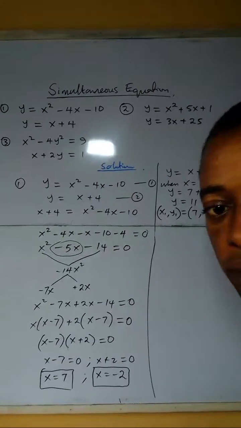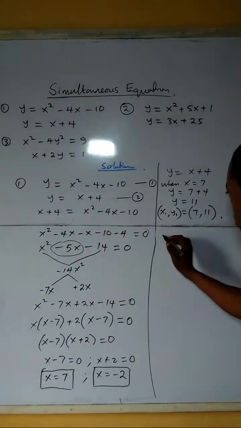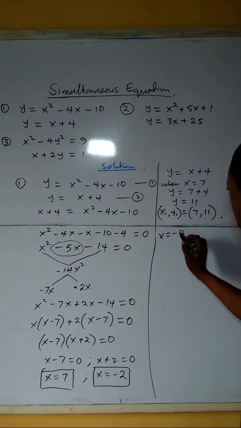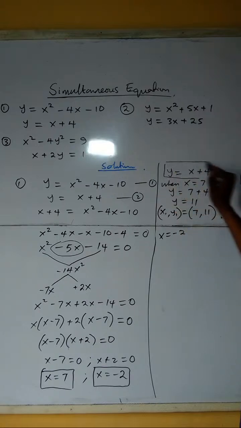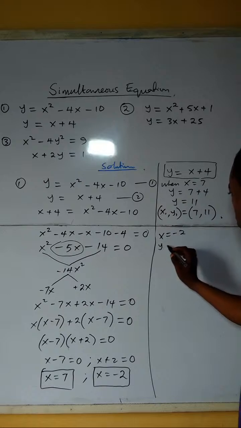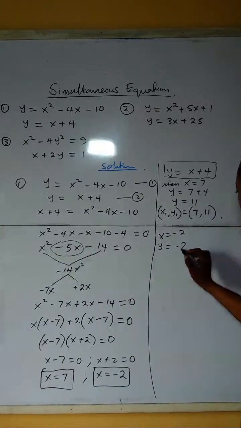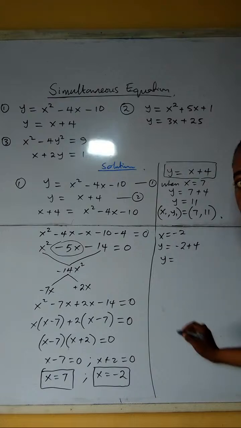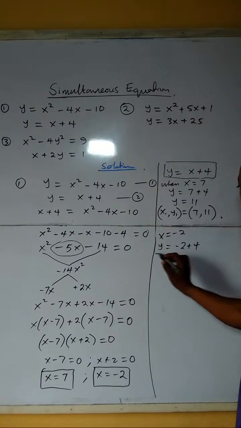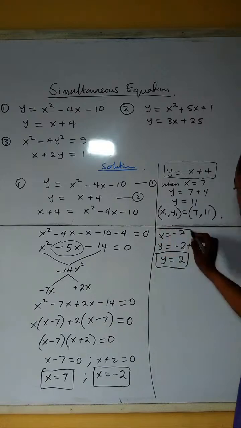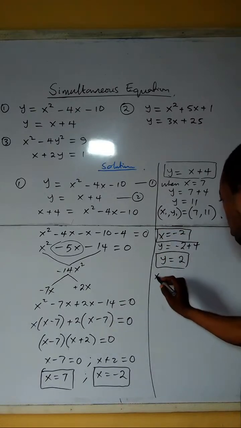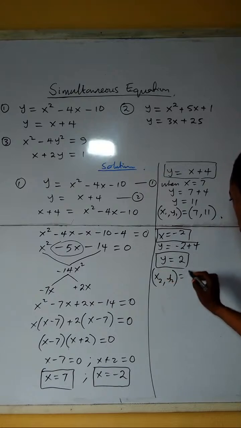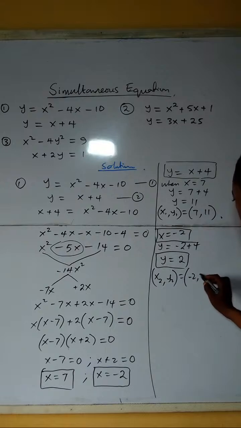Then also, when x equals minus 2, from this same equation 2, y will be equal to minus 2 plus 4. That is, minus 2 plus 4 gives us 2. So y equals 2 here, and x equals minus 2, which implies the second set of solution, x2, y2, will be equal to minus 2, 2.